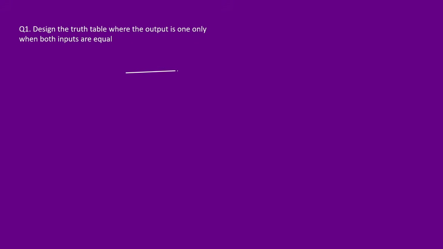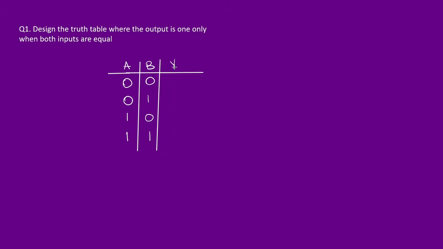Okay, so let's say this is our output line. Let's call this A. Let's call this B. So 0, 0, 1, 1, 0, 1, 0, 1. So this is my output, Y. Design a truth table where the output is 1 only when both inputs are equal. So looking at this case, we have 2 inputs. So that means n is equal to 2. And my output rows is going to be 2 to the n, 2 to the 2, which is 4. 1, 2, 3, 4. 4 rows here.